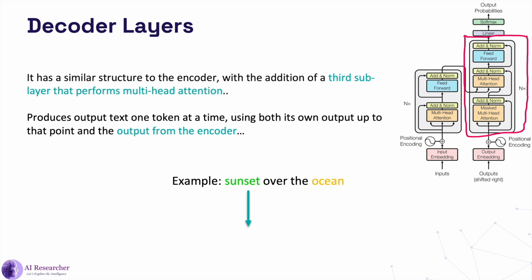For example, the decoder starts generating the translation "Puesta de sol sobre el océano." It uses the refined output from the encoder to select which Spanish word to generate based on the context provided by sunset over the ocean. The encoder-decoder attention helps to focus on the word sunset when deciding how to translate it into Puesta de Sol.